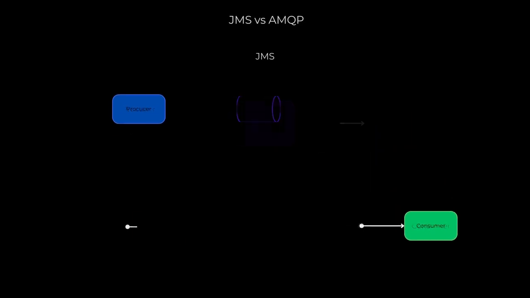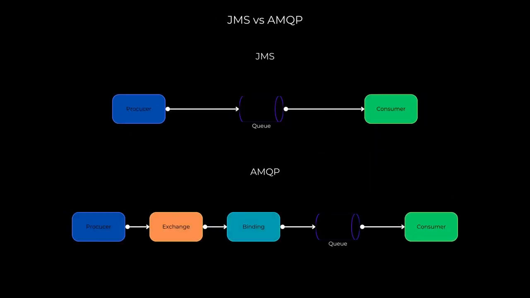Let's talk about some common technologies used in message-oriented middleware: JMS, or Java Message Service, and AMQP, or Advanced Message Queuing Protocol. JMS and AMQP are both messaging technologies used to facilitate communication between different components of a distributed system, but they have some key differences.